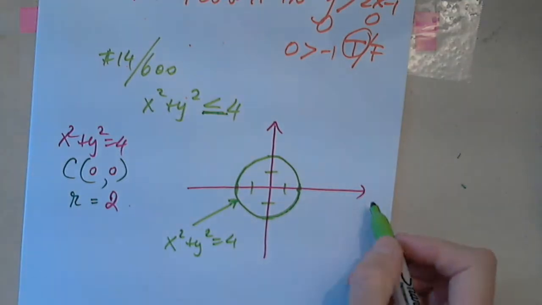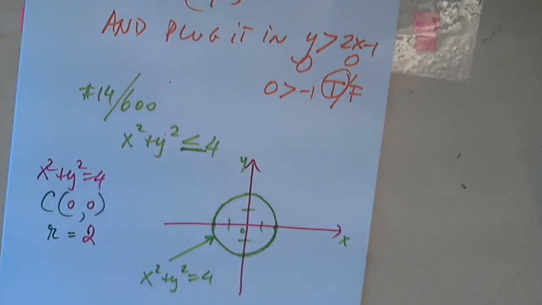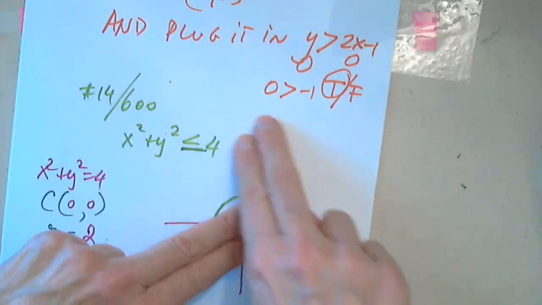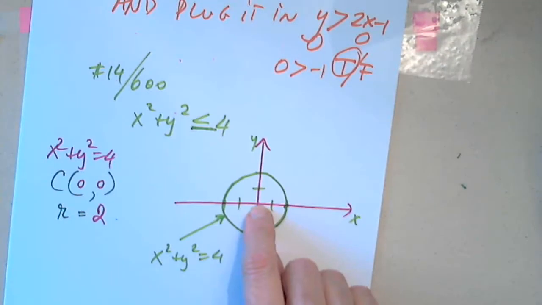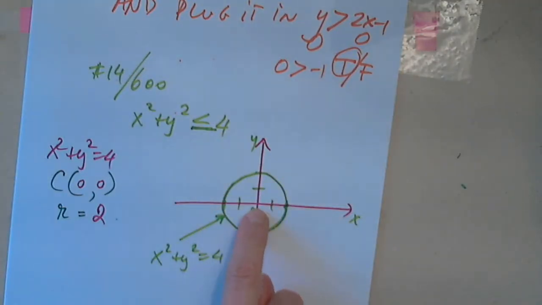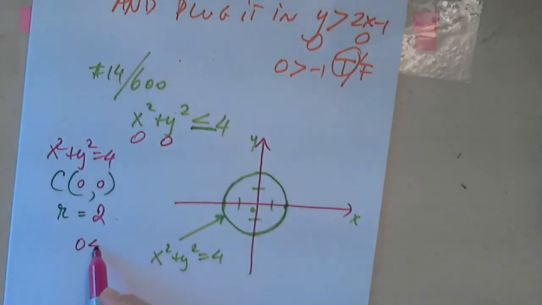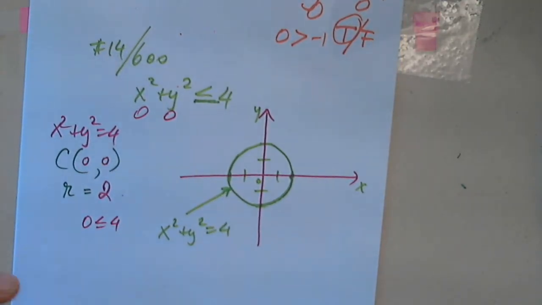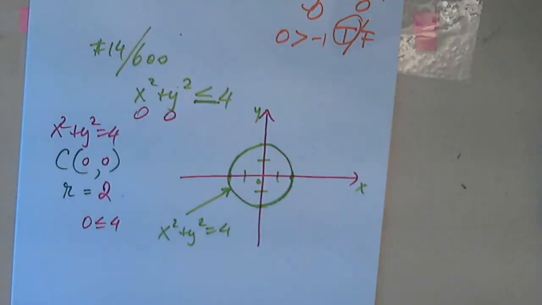And this time, I see that this curve divides the entire region into two pieces, the inner and the outer. Of course, I will check with the origin because the graph does not pass through the origin. And when I put 0, 0, I get that 0 is less than or equal to 4. If it's true, I will shade in the inside. If it's false, I will shade in the outside.